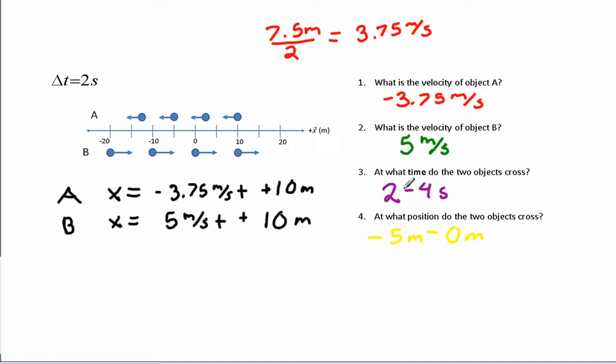So if it asks, at what time do the two objects cross? Well, we know for sure that when the objects cross, they had the same position. This current position for A had to be the same current position for B when the crossing happens. So we could say that at this one particular time, this x for A is this x for B. So we could set these two equations equal to each other, -3.75. Oh, a little mistake here. This should be negative.